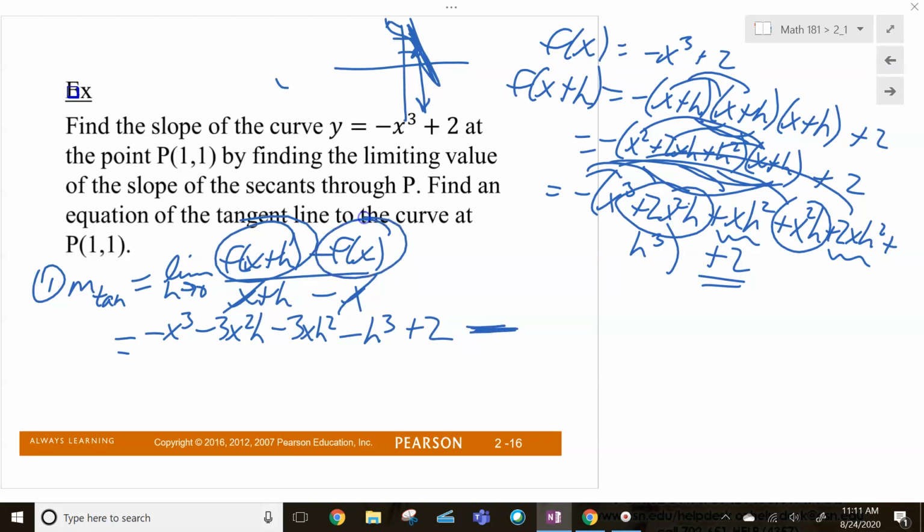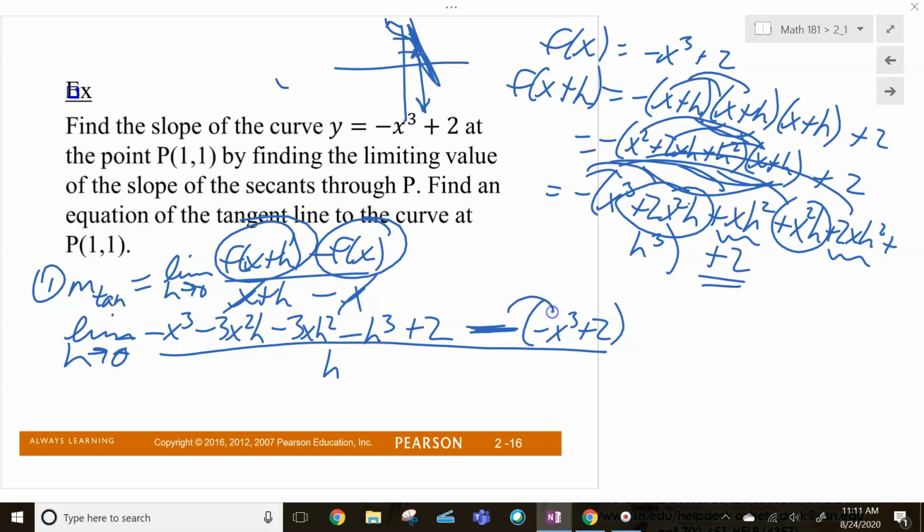Minus, now I'm going to minus the original, negative x cubed plus 2. And this is all over h. And don't forget that we're taking the limit on this as h goes to 0, right? Now, notice when I distribute that, I got a plus x cubed, and I got a minus 2. So that's gone. I got a 2 and then a minus 2, so that's gone. So I'm left with negative 3x squared h minus 3xh squared minus h cubed all over h.